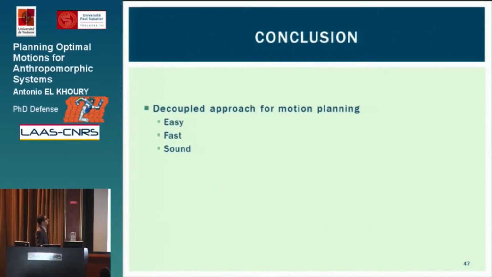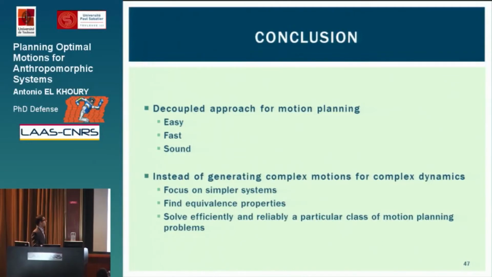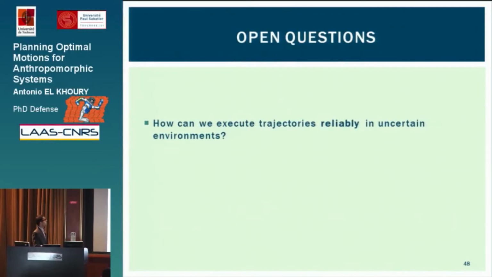So what I would like to argue finally is that using the decoupled approach for motion planning is very nice because it leads to easy planning, fast planning, and sound planning. And also I would like to argue that instead of generating complex motion for complex dynamics, it is still interesting to focus on simpler systems that represent quite well the original one, find equivalence properties that will allow us to solve efficiently and reliably a particular class of motion planning problems. And finally, I would like to end with some open questions.